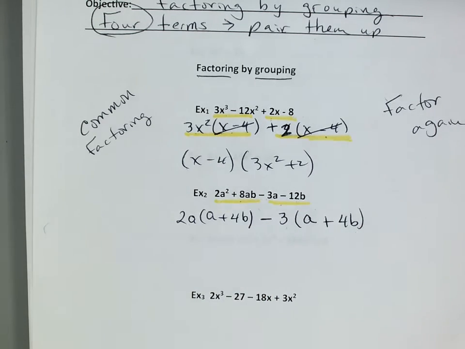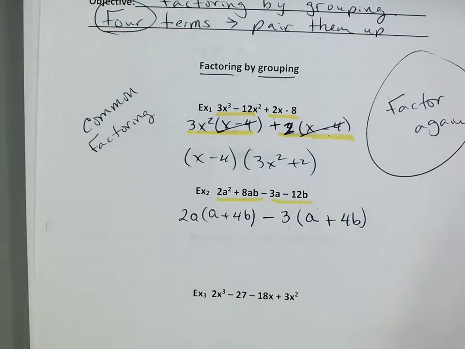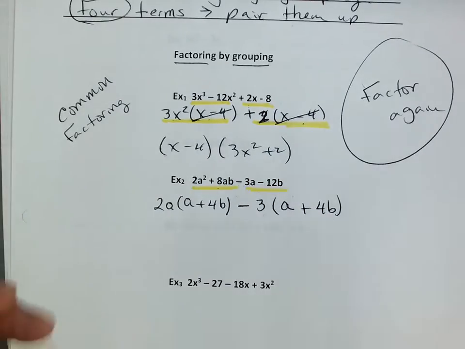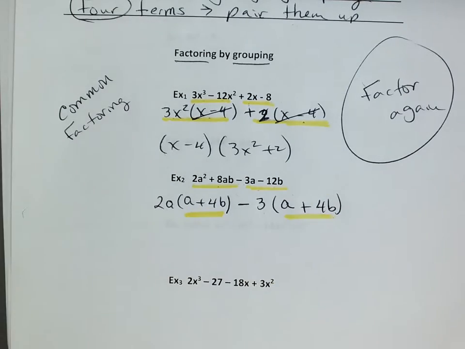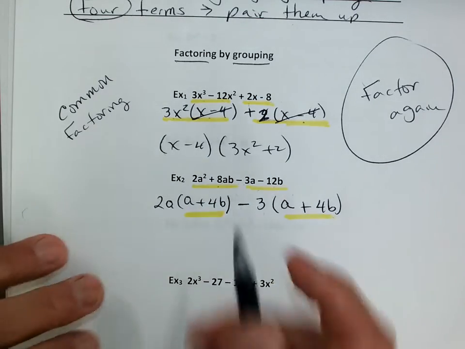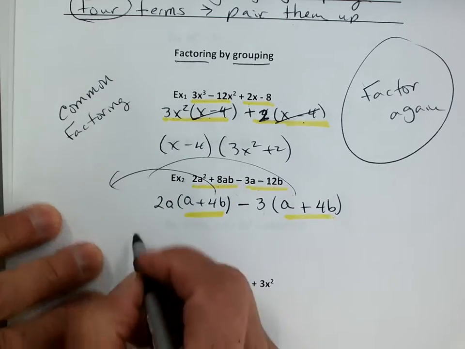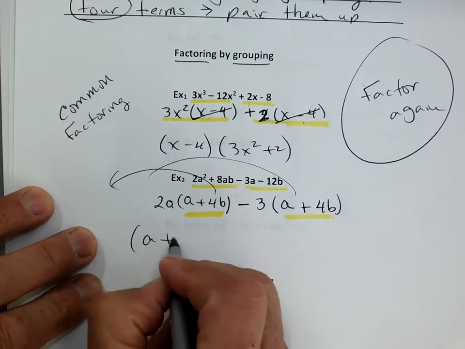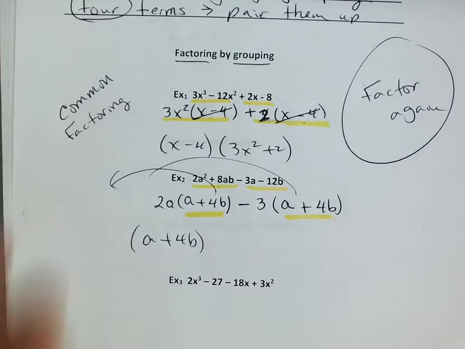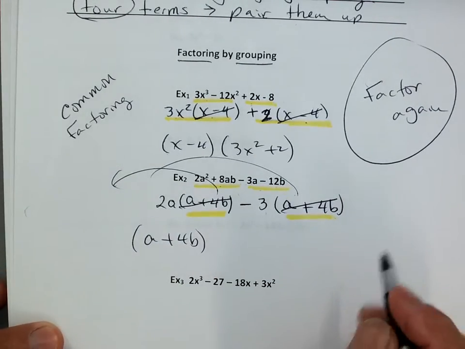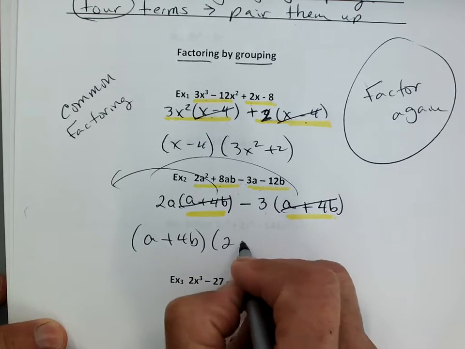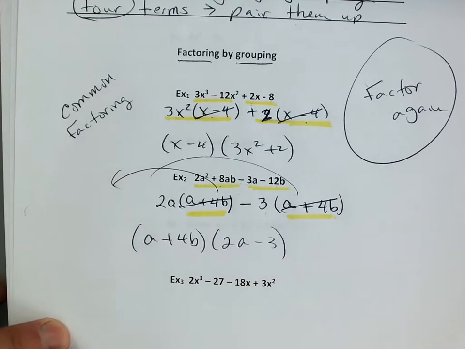Okay, then factor again. So what do these two groups have in common? They have an a plus 4b. So if I pull out an a plus 4b, and I pull it out for both, so let's cross it out because it's out. And what's left over is a 2a minus 3. Okay.